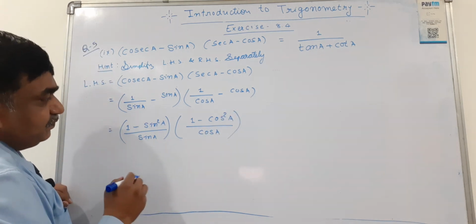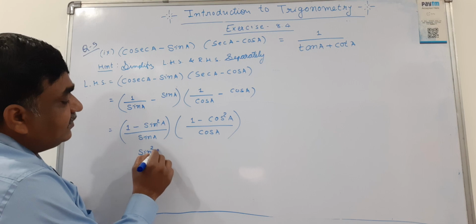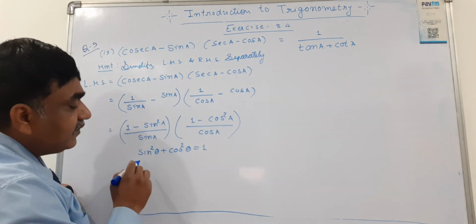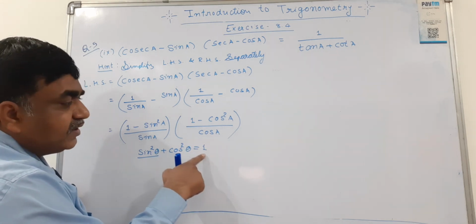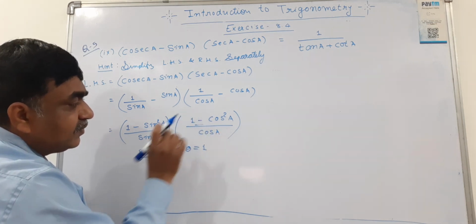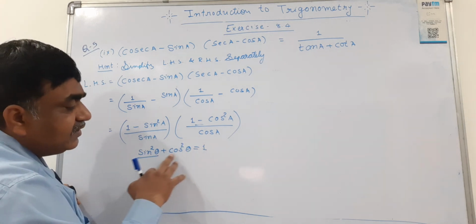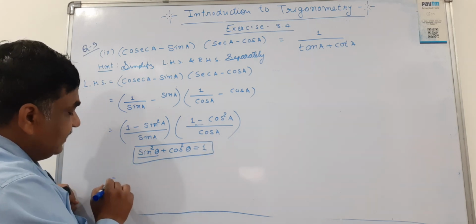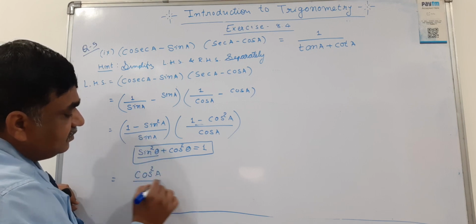Done. Now, we know that we have an identity: sin square theta plus cos square theta is equal to 1. So, sin square theta would be 1 minus cos square theta, as cos square theta goes to the other side. And cos square theta is equal to 1 minus sin square theta. So, using this identity, we can write 1 minus sin square A is equal to cos square A, in division sin A.